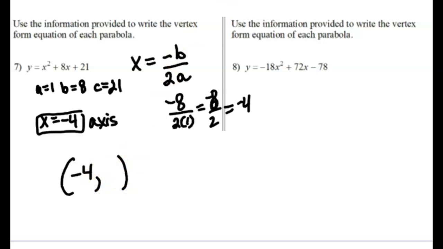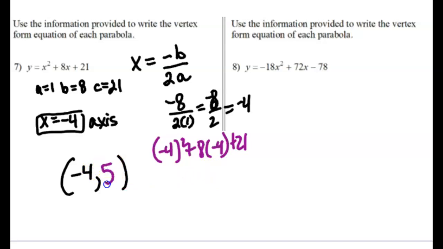Okay, who remembers how we find the other half of that? Anybody? Perfect. We're going to put that negative 4 back in the equation. Negative 4 squared plus 8 times negative 4 plus 21. Grab your calculator, type that in. In my head, I got a 5. It's probably wrong. It's 5?